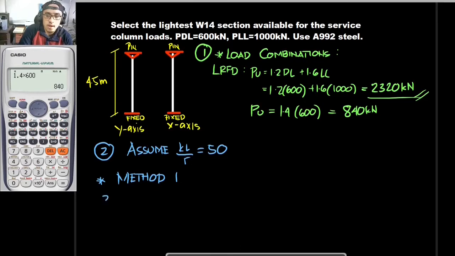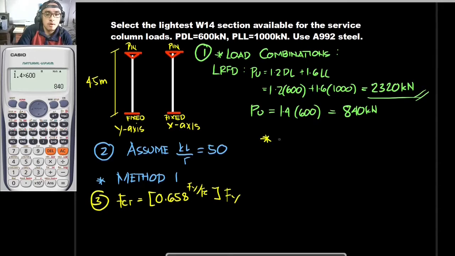So for method 1, that is step 3. So step 3, that is to be FCR is equal to 0.658 raised to Fy over Fe, times Fy. Oh, by the way, meron na ba tayong Fy? So, lagyan ko na note dito. For our Fy for A992 steel, so this was our example earlier, this is to be 345 megapascals.